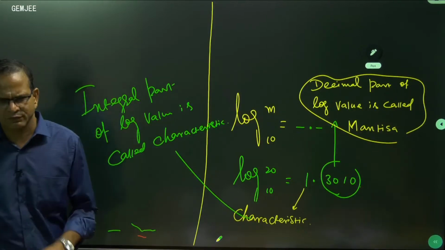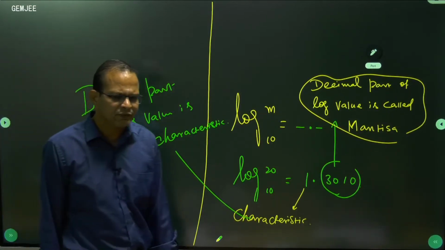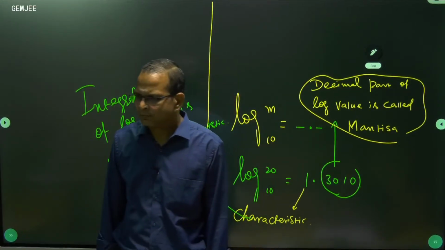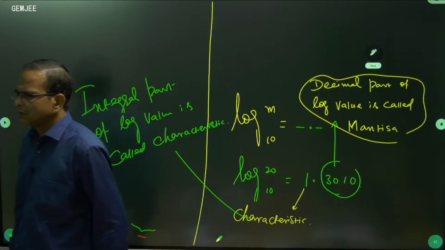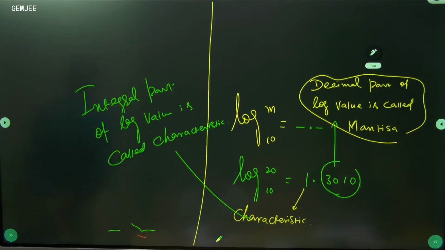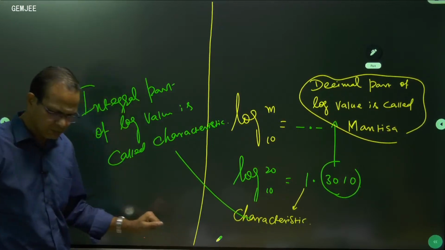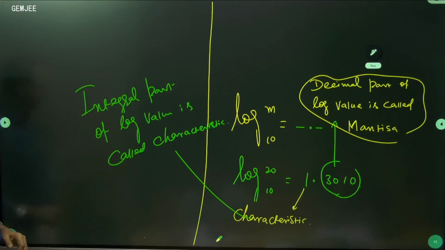Now, a simple question for you. Can the logarithmic value of a given number be negative? No, sir. It can. Give me an example. Fractional values. Come on, give me an example. Good. You are 100% right. It can be, nothing wrong. Give me an example.